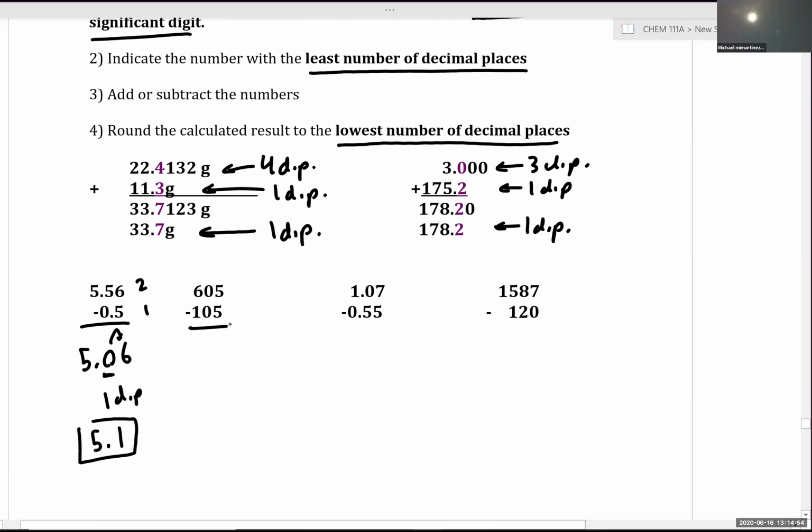For this next problem, we have 2 numbers with 0 decimal places. So that in turn gives us 500, but we need to respect the fact that this last column is significant. So we'd report it as 5.00 times 10 to the second, or 500 dot. Both methods are valid.